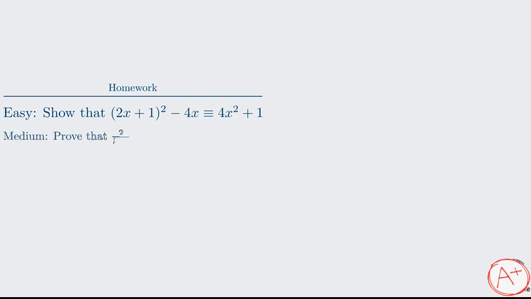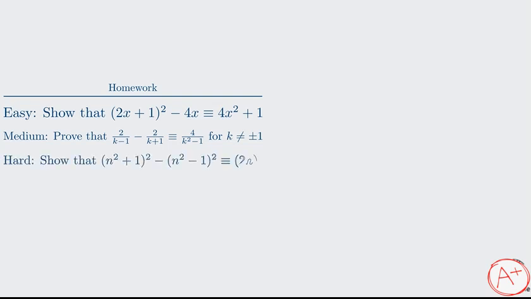It's time to test your understanding. Please pause the video and attempt these 3 questions. The easy question asks you to show that (2x plus 1) squared minus 4x is identical to 4x squared plus 1. For the medium challenge, prove that 2 over k minus 1 minus 2 over k plus 1 is identical to 4 over k squared minus 1, where k is not equal to plus or minus 1. And the hard question, show that (n squared plus 1) squared minus (n squared minus 1) squared is identical to 2n squared. Take your time with the algebraic steps. When you are ready, press play to see the full solutions.